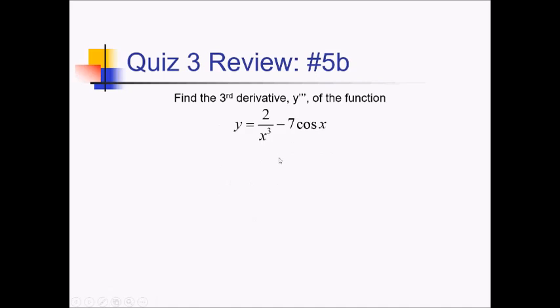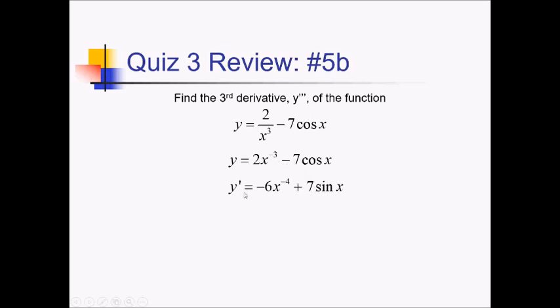On this problem, we want the third derivative of this function. I'm going to start by rewriting this as 2x to the -3, so that'll be a little easier to differentiate. And now we're just going to take 3 derivatives, one after the other. So our first derivative, we've got -6x to the -4th, and then this will be plus 7 sine of x.